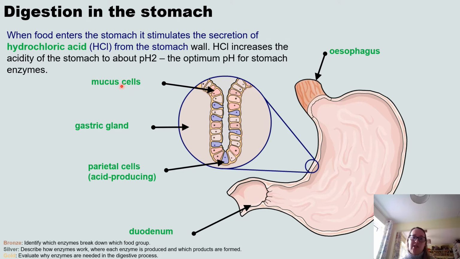And in these ones here, you've got mucus cells. So remember, the stomach has to produce mucus to protect itself from the acidic environment and the enzymes. You have the gastric gland, which produces the enzymes and the mucus, as well as the hydrochloric acid, which is here. So that is the acid-producing cells, the parietal cells. So yeah, that is how your stomach is designed.